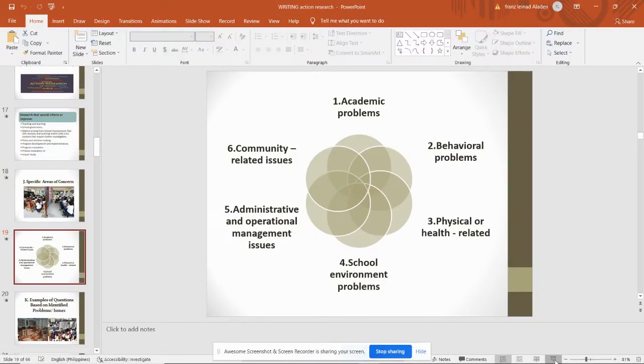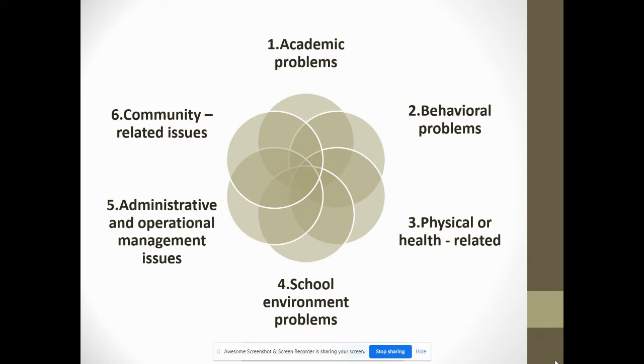So we proceed now with number 5, administrative and operational management issues. Examples of these are the MOE implementation in the school, creation of teaching positions, how do you manage the school funds, where did you get funds for your school projects and activities. Then 6 is community related issues.